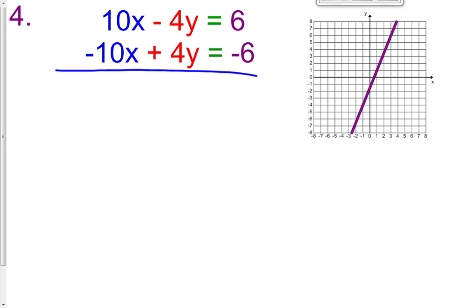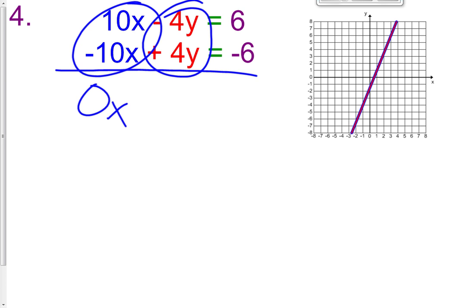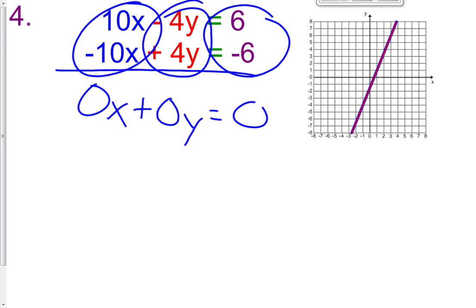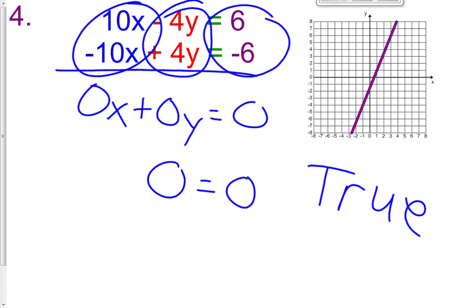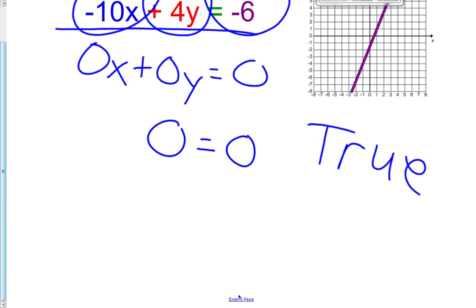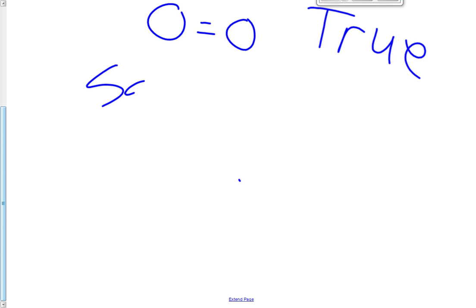We're going to add up our x's and get 0 of them. Add up our y's and get 0 of them. Add up our constants and get 0 of them. Oh, man! So we end up getting 0 equals 0. Is this a true statement or is this a false statement? 0 does indeed equal 0, so this is a true statement. And everybody, if you remember from last week, whenever we get a true statement, that means the lines are the same. It's the same line.